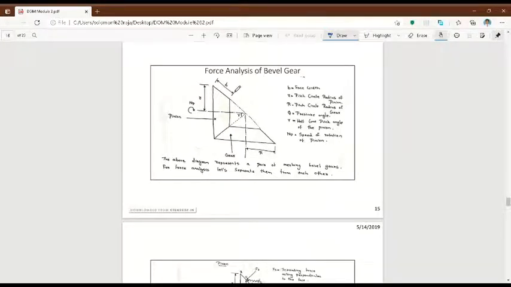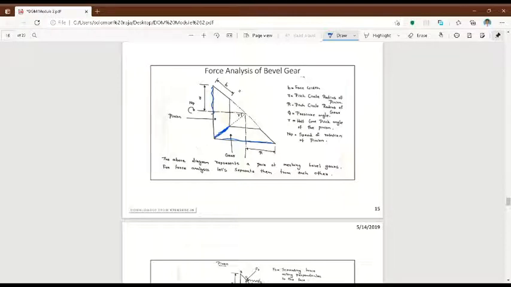Here we have the bevel gear arrangement. This one is the pinion and this one is the gear. They are mating at this place. We are going to do the force analysis for this pinion.